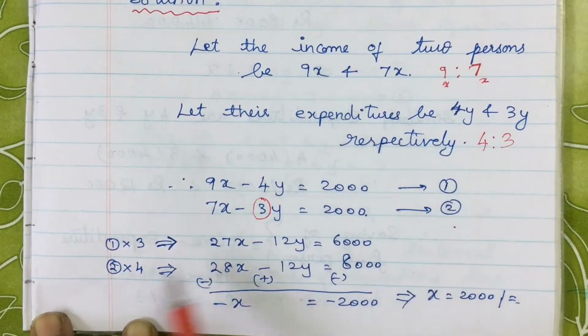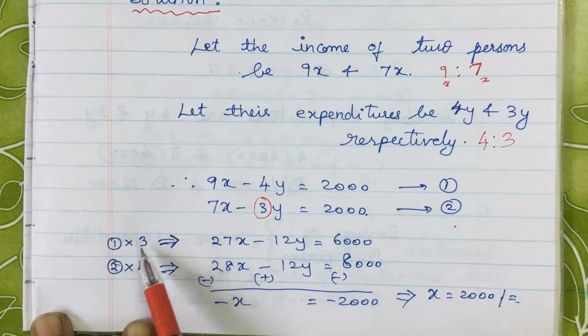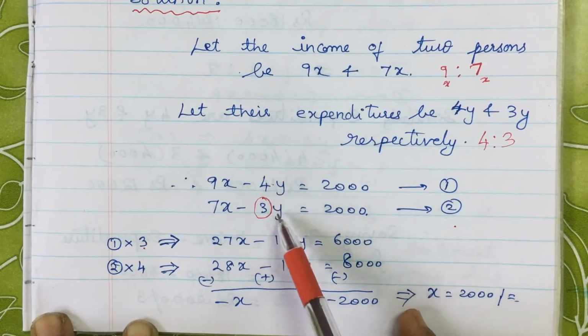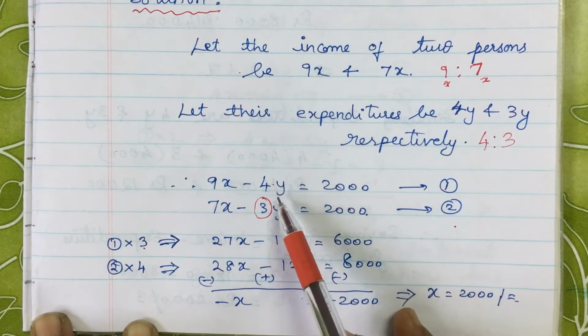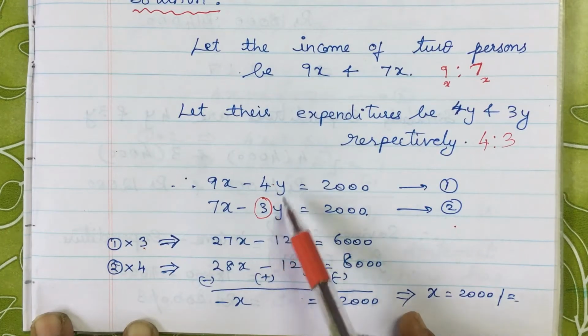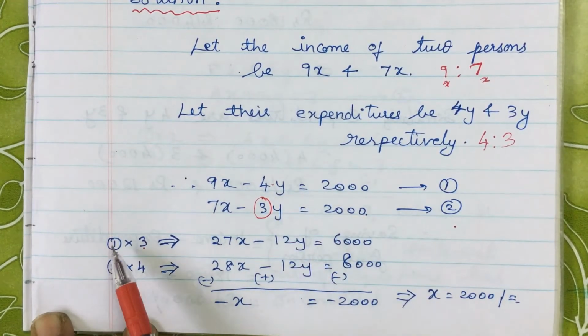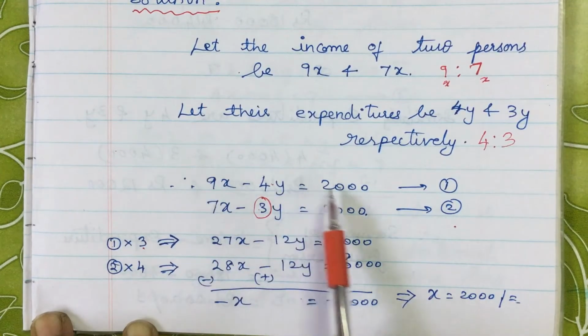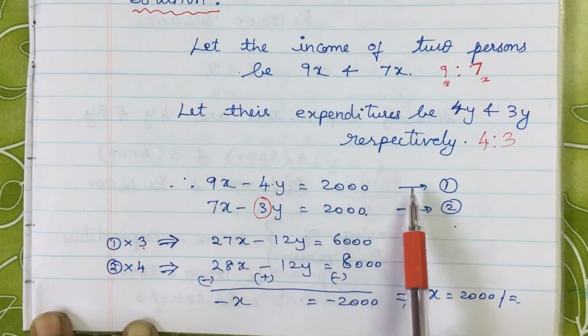So I am multiplying equation 1 by this 3. Why am I multiplying this by 3? In order to make the coefficient of y in both the equations the same, so that I can cancel or eliminate this y variable from the equations. So I am multiplying 1 by 3. The entire first equation should be multiplied by 3.